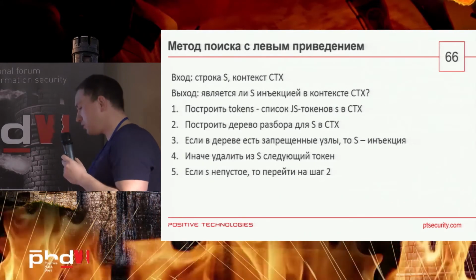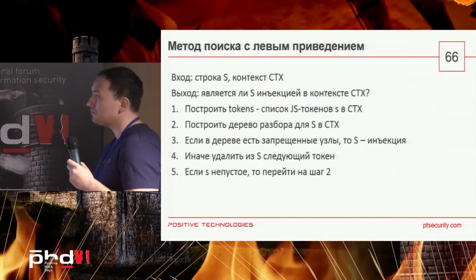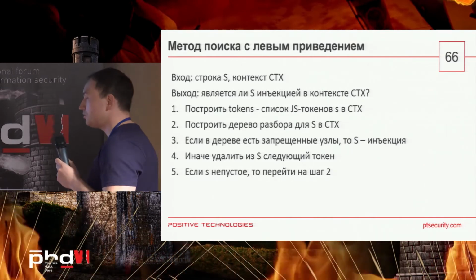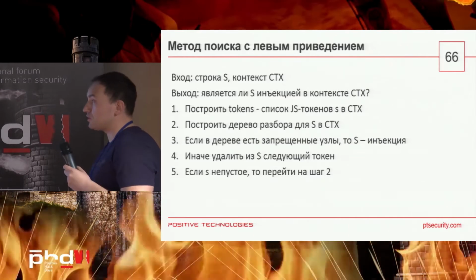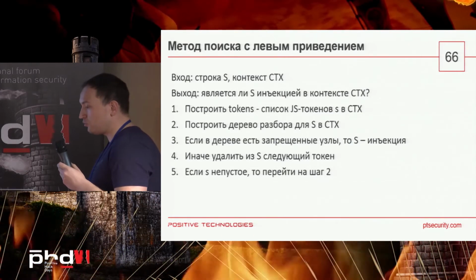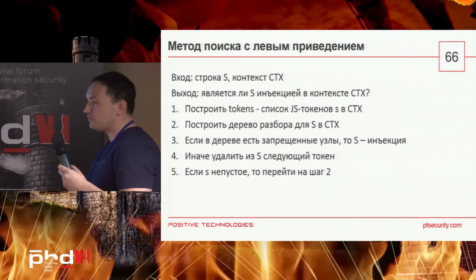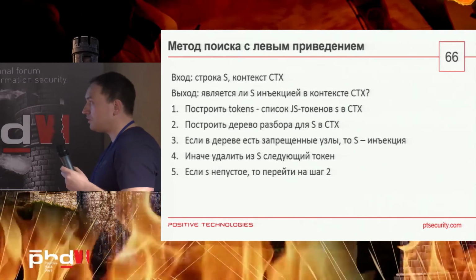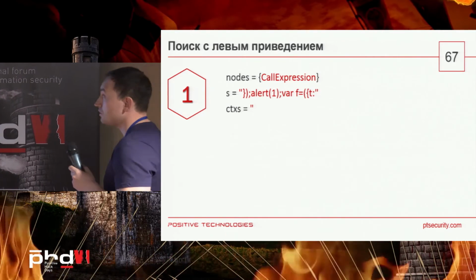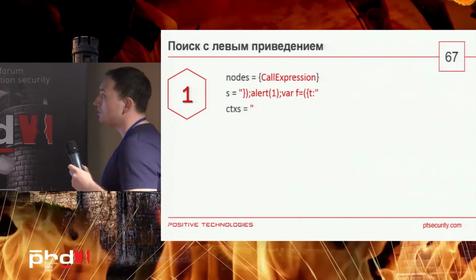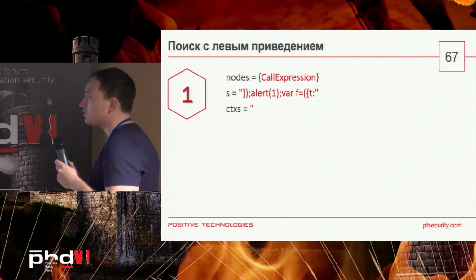We have the line S and the context CTX. Let's believe that the context has been computed by us and we know where it gets. So what do we do? We build all tokens using lexical analysis. We build the parse tree. And if in this parse tree there are bad tokens, then it's an injection. If not, then we delete the token on the left and do the parsing. What do we get thus? The bad nodes have been determined and the string has been determined.